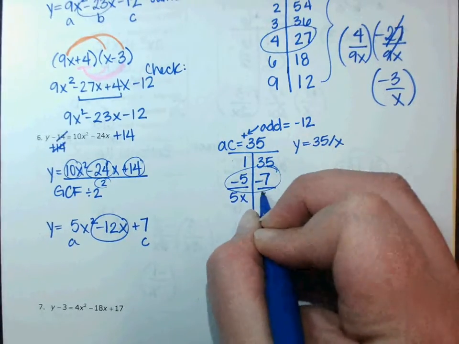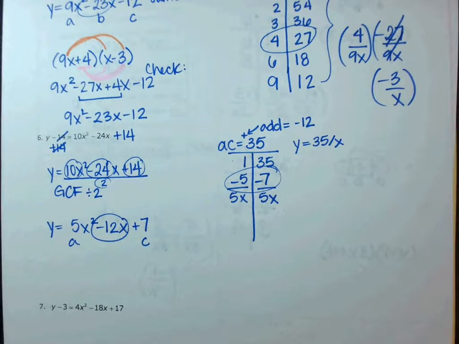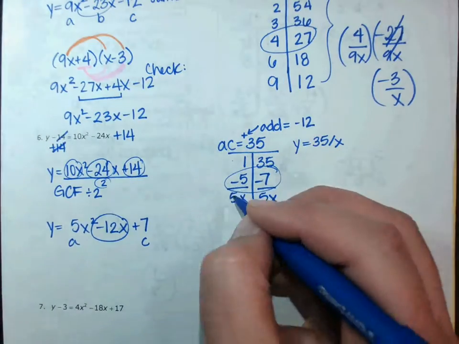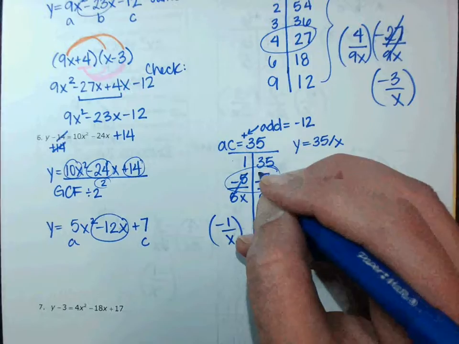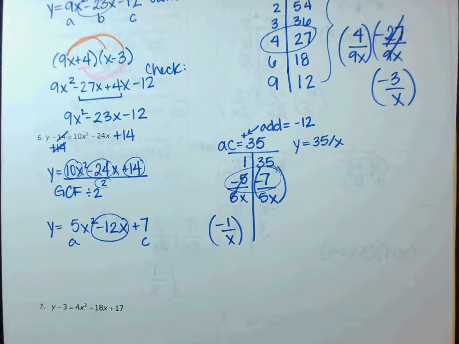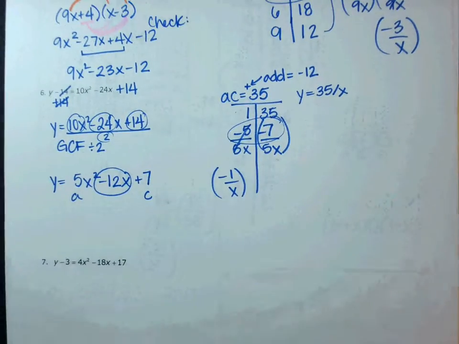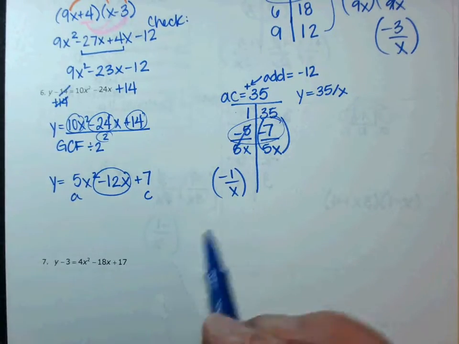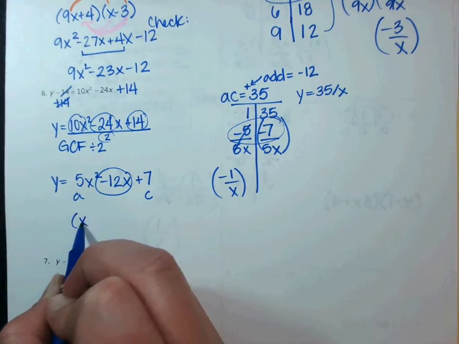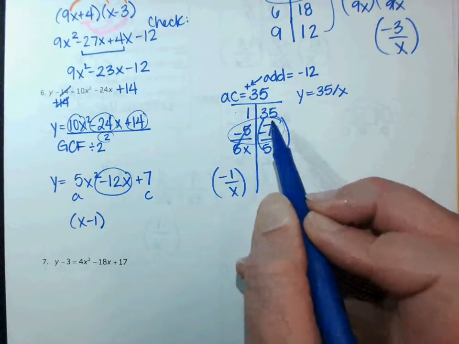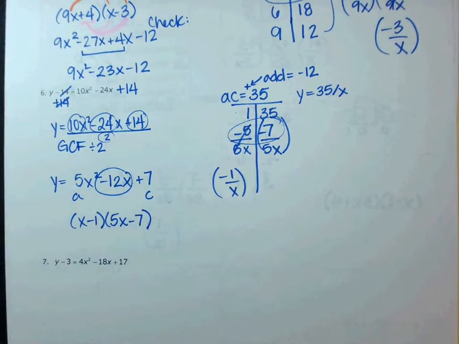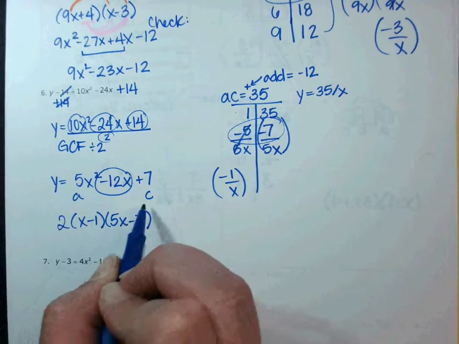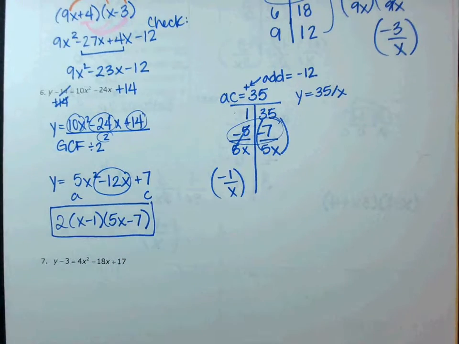Okay, am I done? What do I divide by? 5x. Can 7 divide by 5? Can 5 divide by 5? Negative 1 over x. And then you're ready to write your parentheses. What's my first parentheses? Use this one. Yep, this one. X minus 1. And, okay, bottoms up, 5x minus 7. Okay, one other thing I'm missing. What did we divide by? 2. Remember, that goes in the front. Okay?